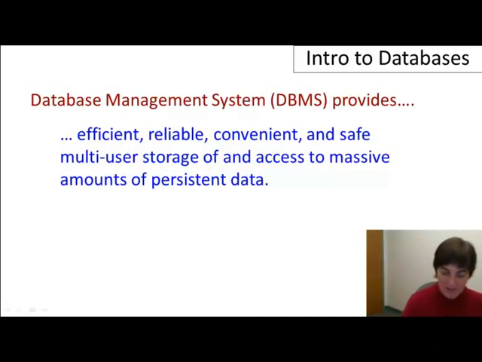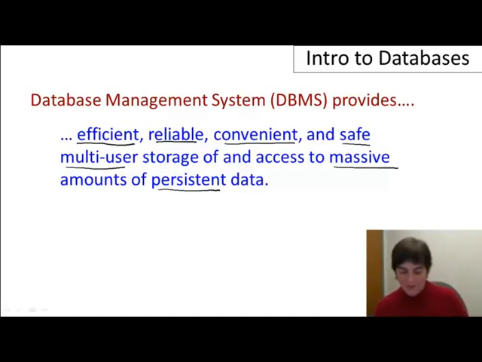What it provides in a long sentence is efficient, reliable, convenient, and safe multi-user storage of and access to massive amounts of persistent data. So I'm going to go into each one of those adjectives in a little bit more detail in a moment. But I did want to mention that database systems are extremely prevalent in the world today. They sit behind many websites. They're what run your banking systems, your telecommunications, deployments of sensors, scientific experiments, and much, much more.